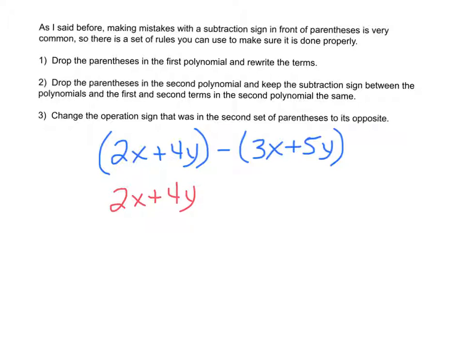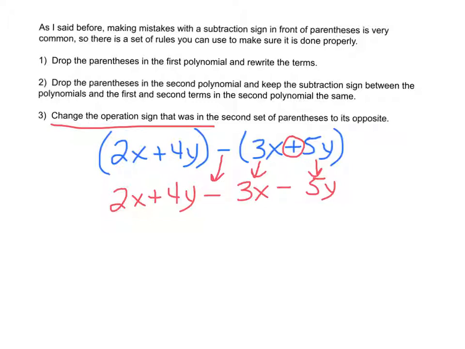Second, I'm going to drop the parentheses in the second polynomial and keep the subtraction sign the same. I'm also going to keep the first and the second terms the same. So I keep the 3x the same, I keep the 5y the same. But I changed the operation sign that was in the second set of parentheses to its opposite. It was an addition, now I'm going to change it to a subtraction.